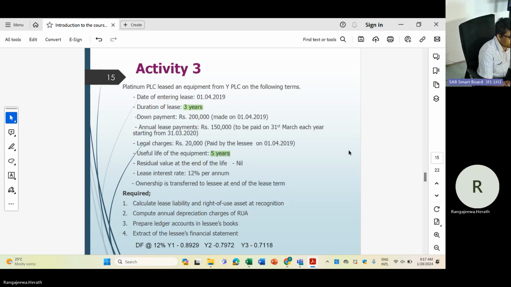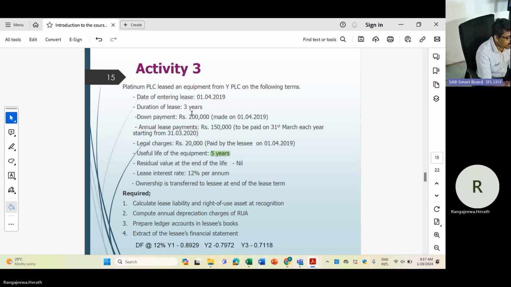So the decision should be made whether ownership transfers to the lessee or not at the end of the lease term. If ownership transfers, then we have to depreciate over the useful life. The ownership is transferred to the lessee at the end of the lease. That means we have to depreciate over 5 years, even though the lease term is 3 years. After the lease term ownership transfers, so we can use it over the 5-year period. No issue. You can depreciate over 5.